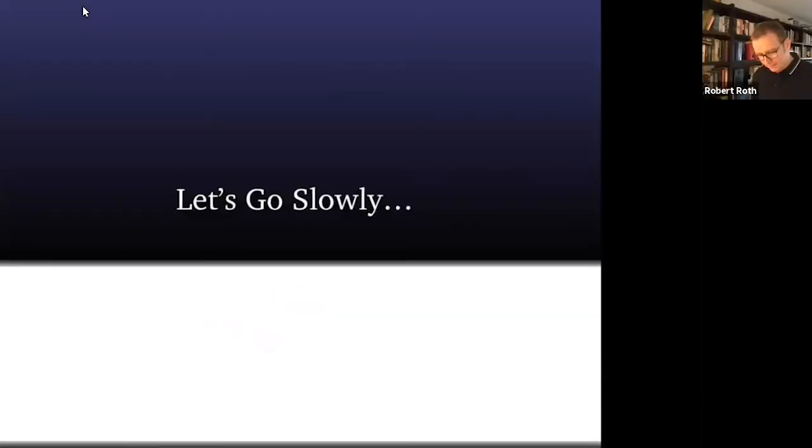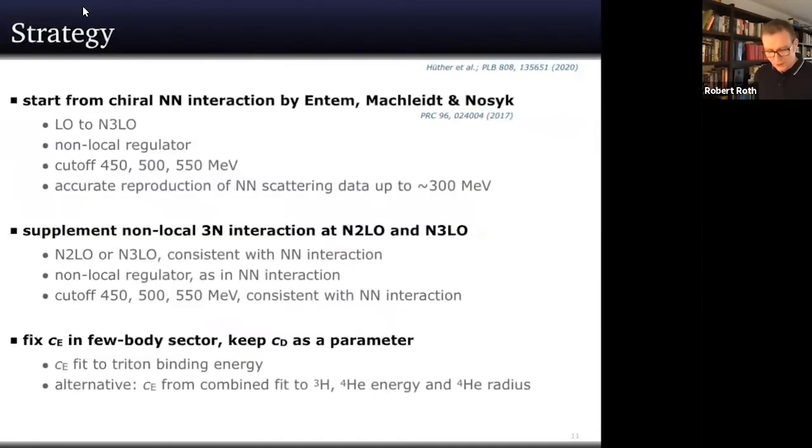Okay, now let's go slowly. Let's go step by step. What has to be done in order to construct such a family of interactions? Number one, you start from two-nucleon interactions. As we discussed earlier, this is the domain of a few research groups that have specialized in the construction of chiral interactions. Essentially there are two or three of them, not many.